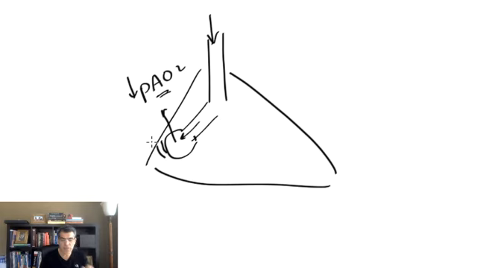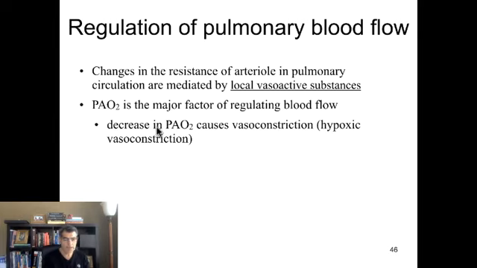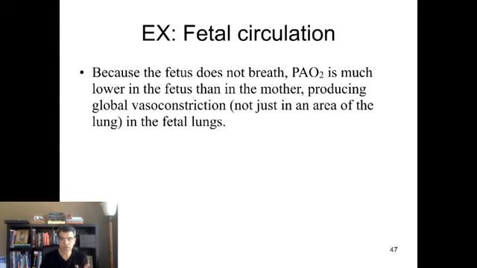So in the lung, as opposed to any other organ, if the PaO2 goes down, it's going to create vasoconstriction, because if there is no air, if there is no oxygen, there is no need to bring blood here to waste this blood. So therefore, in the case of pulmonary blood flow, decrease in PaO2 is going to cause vasoconstriction. If the PaO2 goes below 70 millimeters of mercury, you're going to have vasoconstriction. This is important because that's the reason that blood doesn't go to the fetus.